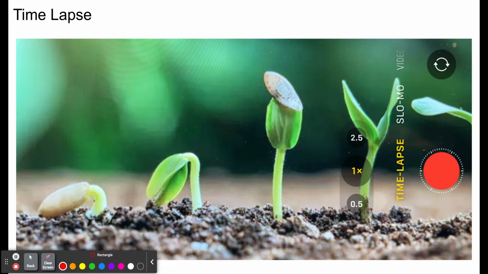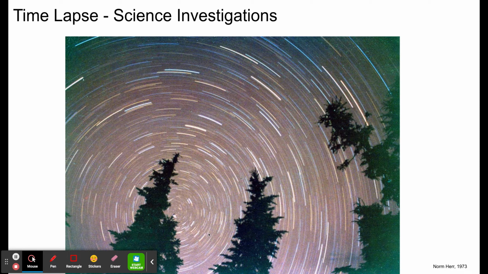Most cameras today are equipped with a time-lapse option. So if you open up your camera and scroll across the menu here, you'll see something that says time-lapse. And the idea of time-lapse is rather than taking the normal frame rate of 30 frames per second, you're taking fewer frames so that combined you get to see something that took place over a long period of time.